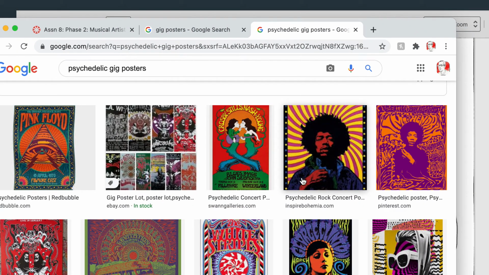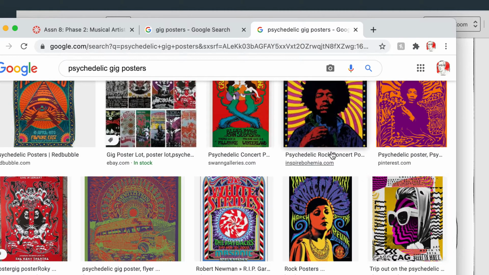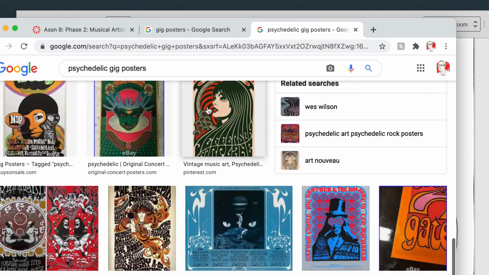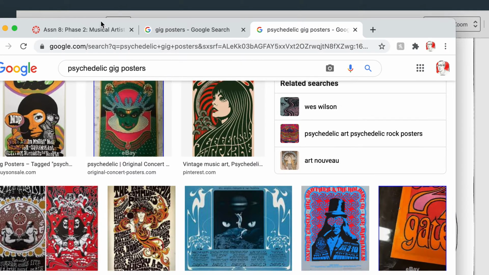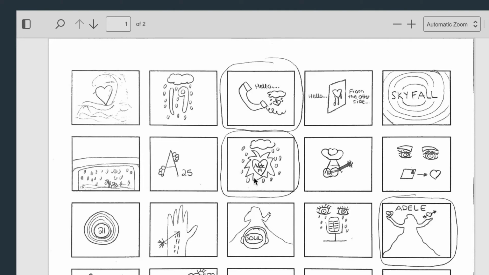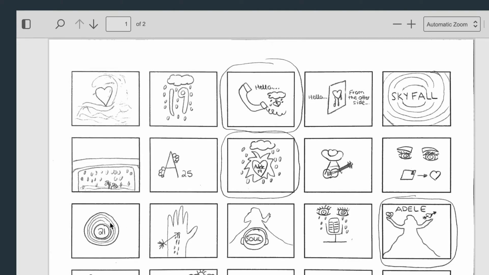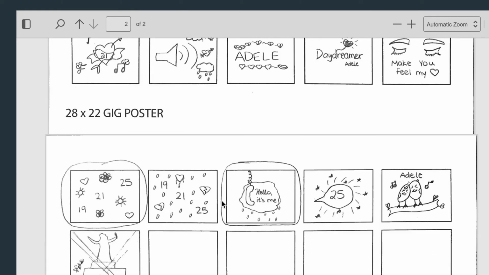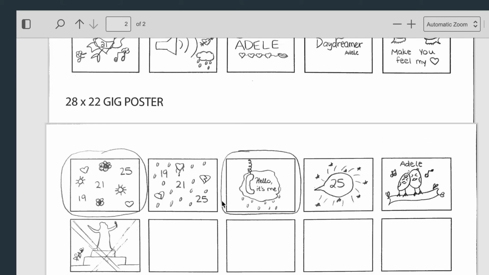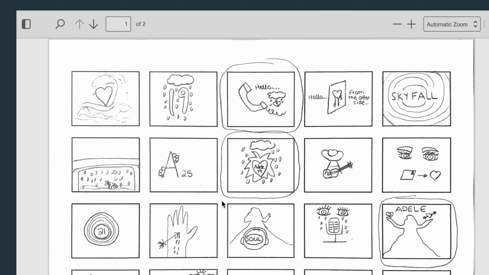So we have this Jimi Hendrix here, and this kind of bendy type all over, and kind of bubbly, and these lines that layer over each other, and here they're kind of moving in and out. But I don't think that's really Adele, but maybe. I'm trying to nail down what the two concepts are, and I'm not getting it in my head, and I can't tell.